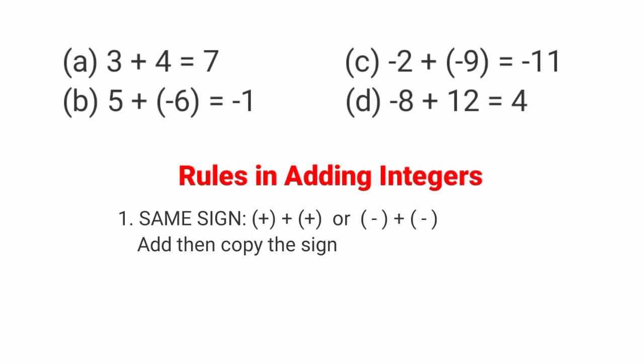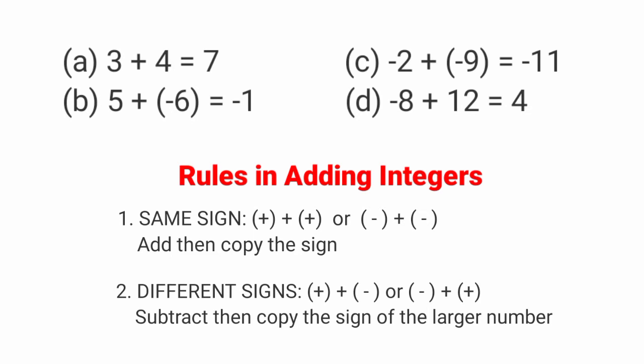The second rule is, if you have different signs, that's positive plus negative or negative plus positive, just like in letter B and letter D, then we have to subtract, then copy the sign of the larger number. In B, that is positive 5 and negative 6. Since they have different signs, we will be subtracting the numbers. 6 minus 5 is 1. Now the sign of 1 will be based on the larger number, which is 6. The sign of 6 is negative, therefore our answer should also have a negative sign.